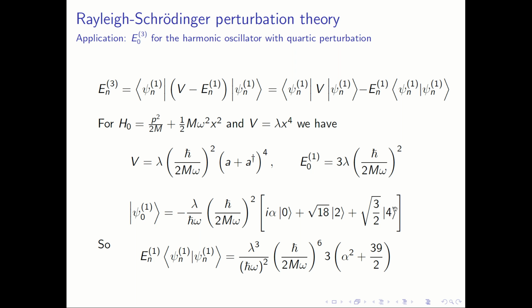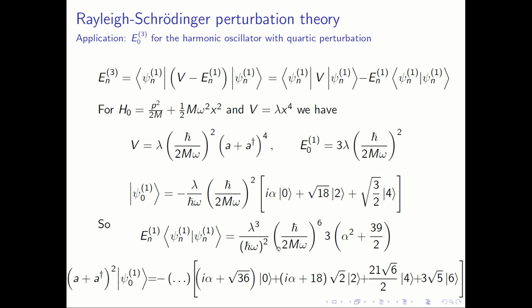And then you need the overlap of this particular thing with itself. That's pretty easy. You just take i alpha times minus i alpha mod square, that's alpha square, plus root 18 whole mod square, that's 18, plus root 3 by 2 whole square, that's 3 by 2, and that's what is the final result here. This term here is simply this.